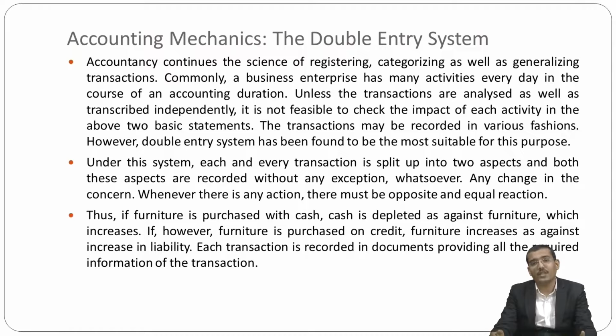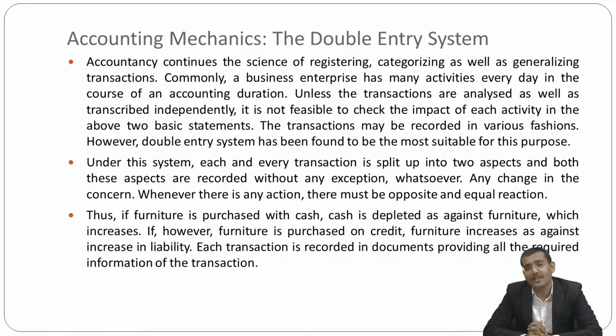Then accounting mechanics: the double entry system. Accountancy is the science of registering, categorizing, and generalizing transactions. Commonly, a business enterprise has many activities every day in the course of the accounting period. Unless the transactions are analyzed and transcribed independently, it is not possible to check the impact of each activity on the two basic statements. Transactions may be recorded in various fashions, however the double entry system has been found to be the most suitable for this purpose.